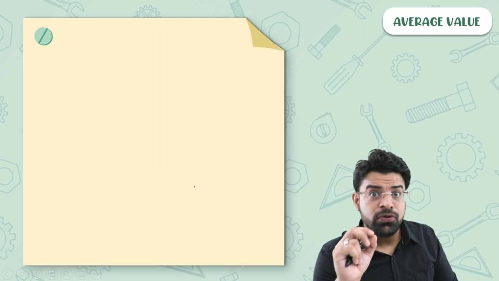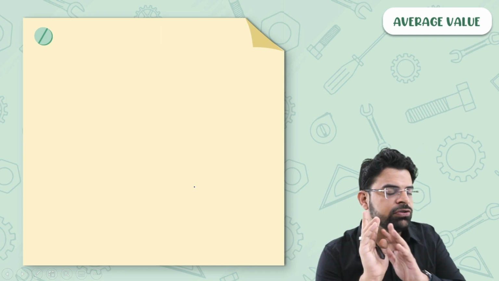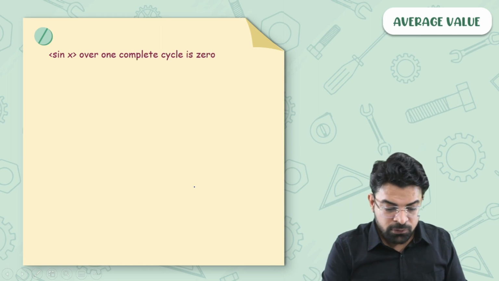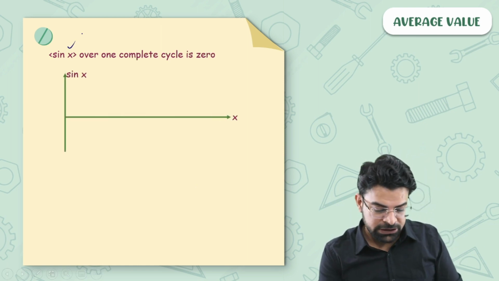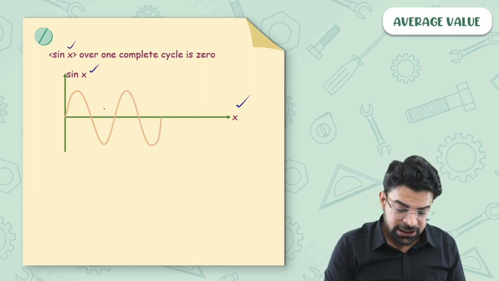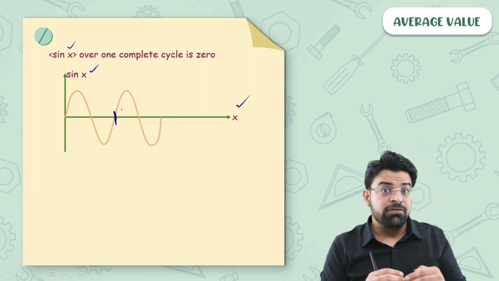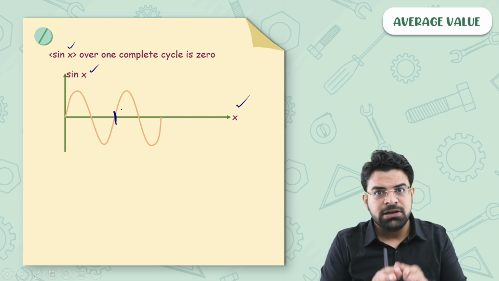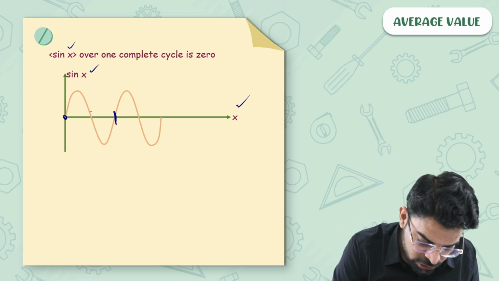So now, teaching you the most important thing. It will be used many a time in SHM, everywhere. So without wasting time, let's see. What is the average value of sin x over one complete cycle? We know the graph of sin x versus x. Yes, sir. It goes something like this. It keeps on repeating itself after the angle of 2 pi. What is the average value of sin x as x changes from 0 to 2 pi?